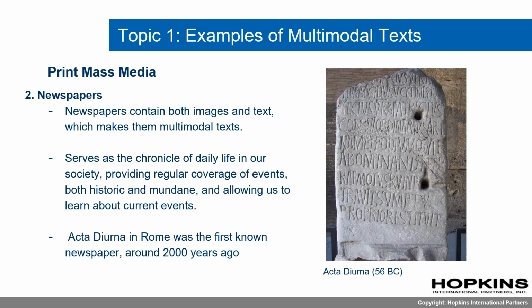Another example of print mass media would be newspapers. Newspapers contain both images and text, which makes them multimodal texts. It serves as the chronicle of daily life in our society, providing regular coverage of events, both historic and mundane, and allowing us to learn about current events. This was the first mass medium to collect and disseminate information.